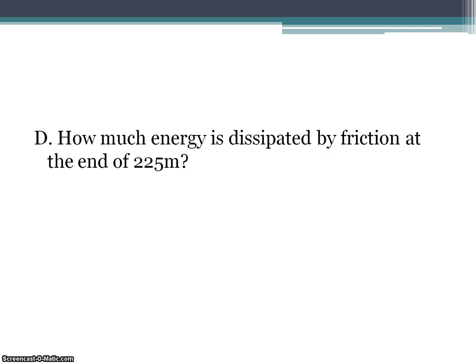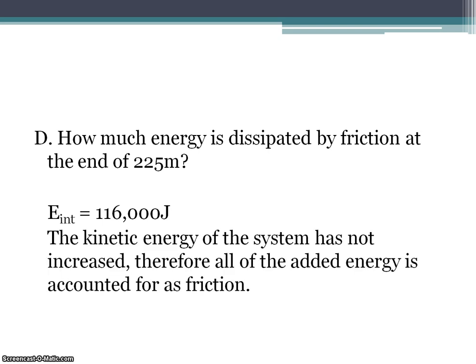Okay, so how much energy is dissipated by friction at the end? So that's a little tricky. You know how much energy he put in as work. You know his speed didn't change, so how much energy has to be consumed by friction? Has to be the same amount. So however much energy he put in as work is what's going to friction. If the work were more than that, then his kinetic energy would be increasing. So that's all that one is, just a concept question.